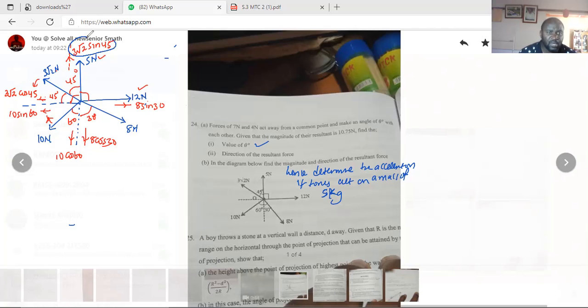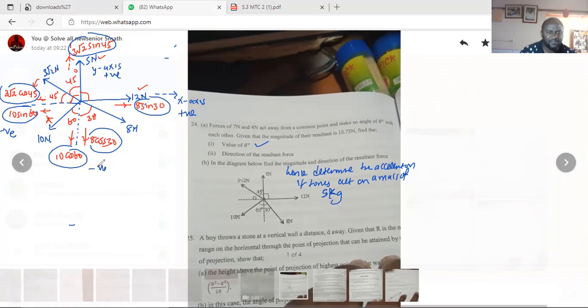So we have resolved this one to the vertical. We have resolved this one to the horizontal. We have resolved this one to the vertical, resolved this one to the vertical, resolved this one to the horizontal, resolved this one to the horizontal. Now remember, this is x-axis, but positive. This one is negative x-axis. This is y-axis, but also positive. This side is negative y axis. So those in the negative direction, attach negatives to them. Those in the positive directions, you will have them with positives.